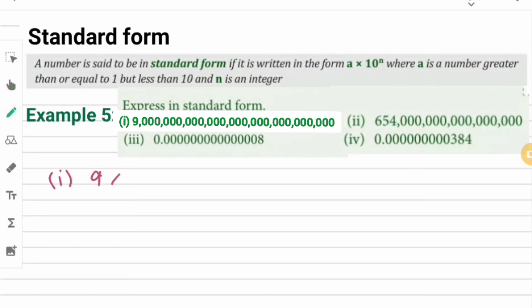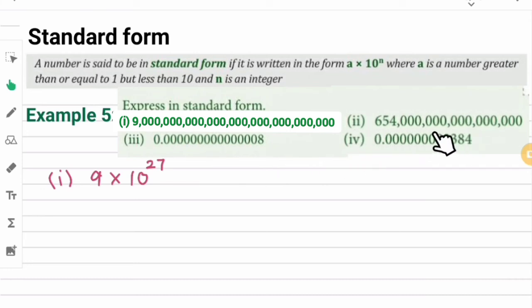Yes, completed. How many zeros are there? 27 zeros are there. So 9 into 10 to the power 27. So the value of this is same as 9 into 10 to the power 27. Okay. The same way here also in the second subdivision.